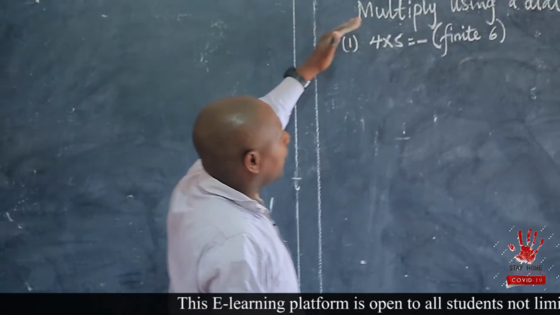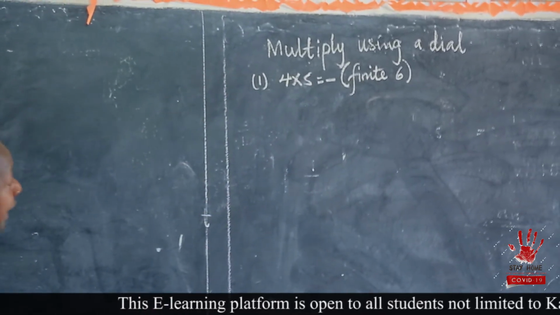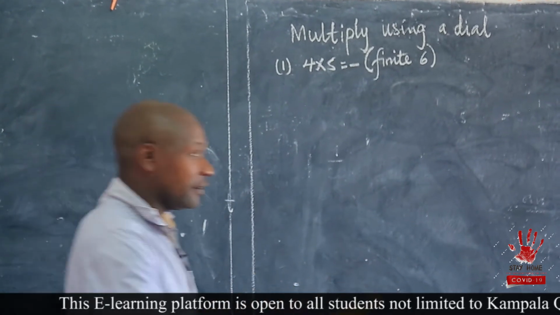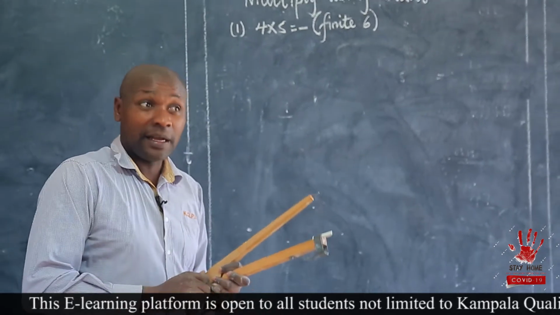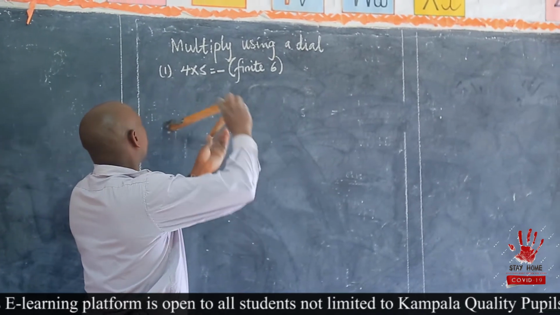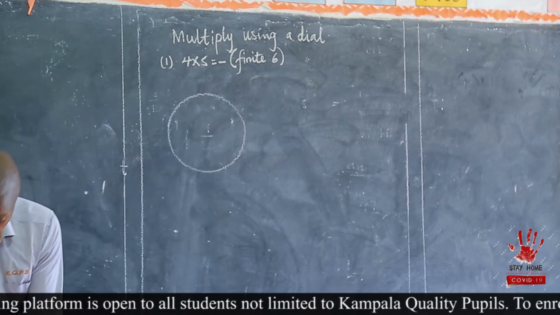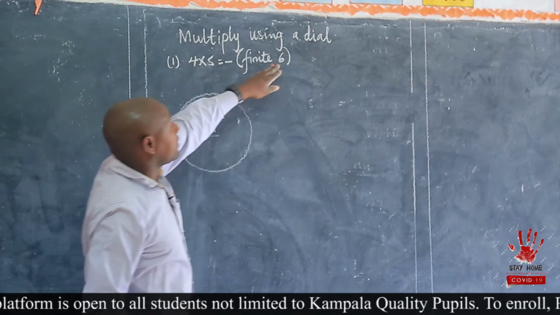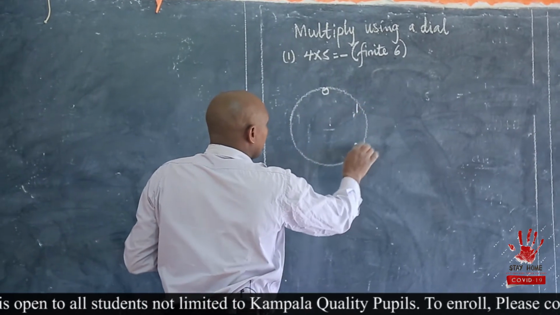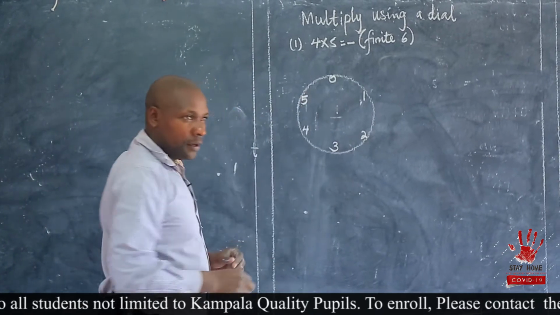So this was multiply 4 times 5, finite 6, using a dial. We said a dial is like a clock face. That's why sometimes we call it clock arithmetic. I remember you still know the digits that are used in finite 6: we have 0, 1, 2, 3, 4. You cannot go beyond 5, and you cannot go to 6.